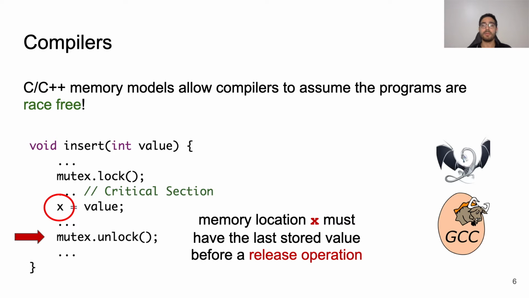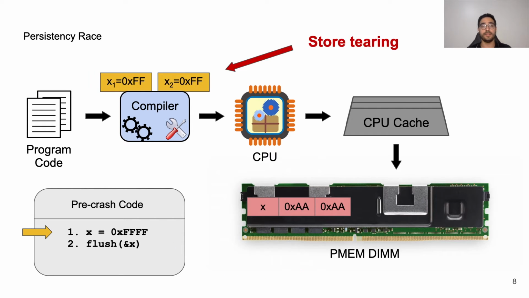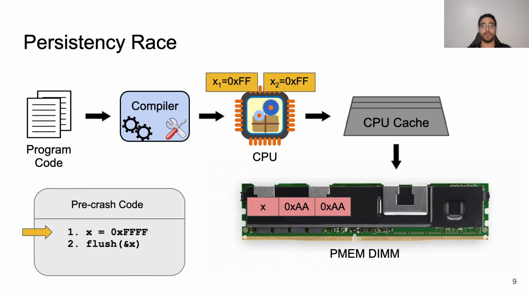However, with persistent memory, system crashes can result in temporary values caused by these optimizations becoming persistent. For example, the program writes the value of quadruple f to variable x and then flushes this variable. X initially contains the value of quadruple a's in the memory. Variable x is non-atomic. Therefore, the compiler can freely decide to split this store into multiple store instructions x1 and x2. When the program is running, the CPU executes the store x1 first and the cache is updated.